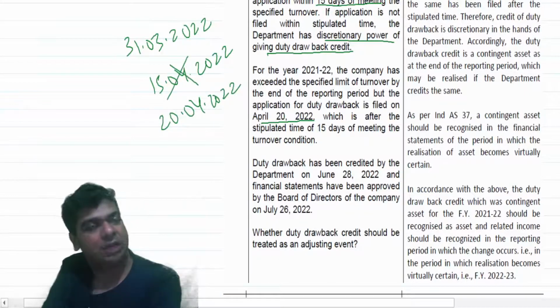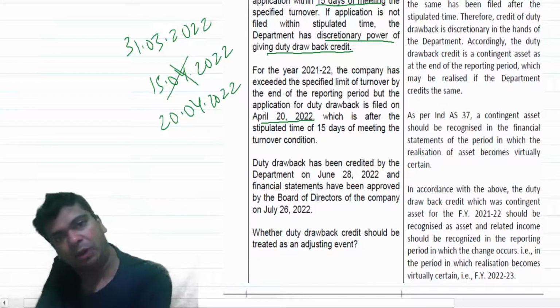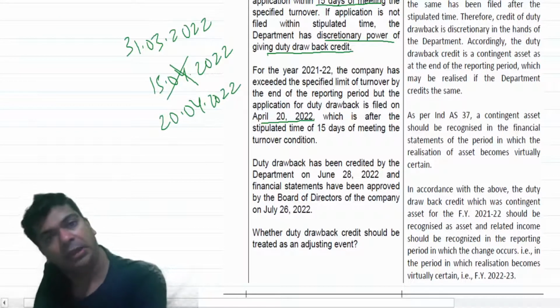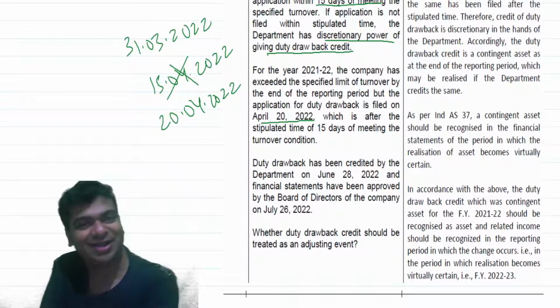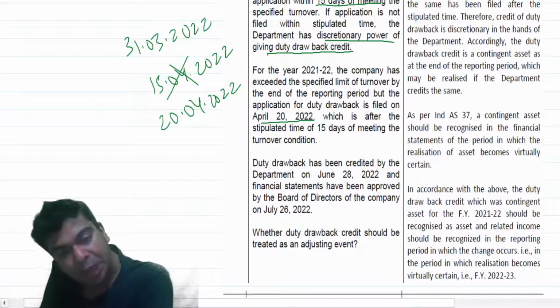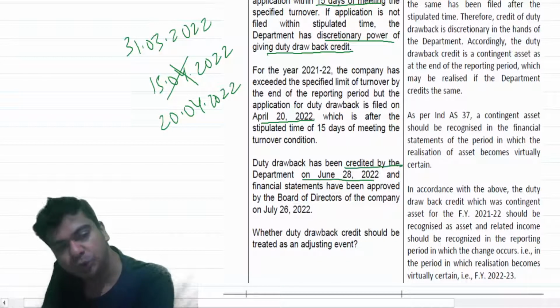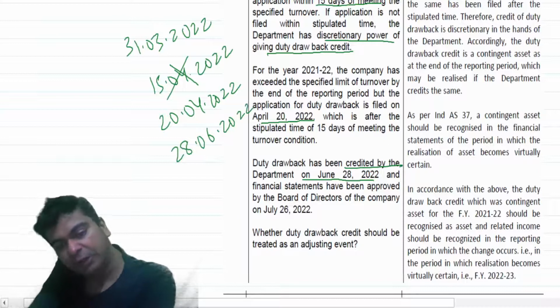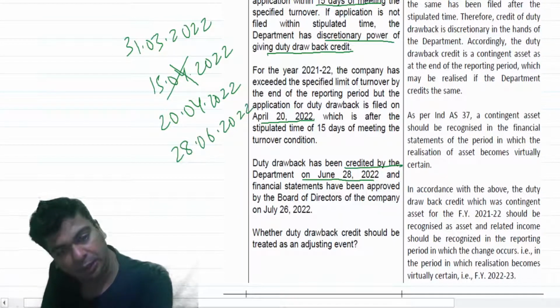You missed out the date. That means now duty drawback is discretionary. You are at the mercy of the department now, right? That is how I can put it down. Which is after the stipulated 15 days of meeting the turnover condition. Yes, duty drawback has been credited by the department on 20th June. Okay, the department has been kind enough and on 20th June 2022, they have given you the duty drawback.